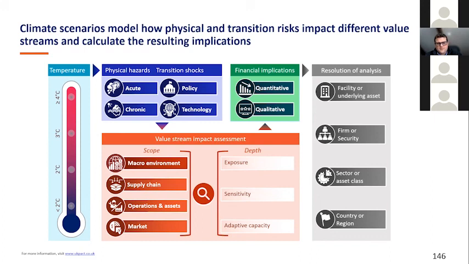Again, companies are also not islands. They are interrelated and interconnected with other organizations and businesses in their value chain. And so, looking at the bottom middle area of that image, in terms of the value stream, there are going to be impacts both in scope around the macro environment, the supply chain, the operations and assets of an entity, as well as its market or market share. And so as a result, it's important to understand the exposure, the sensitivity, and the adaptive capacity of particular entities to some of these climate shocks or transition risks.